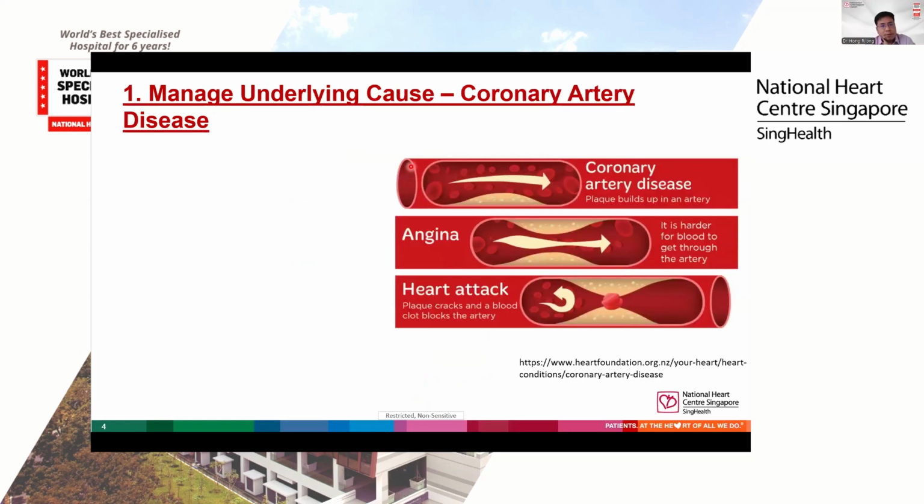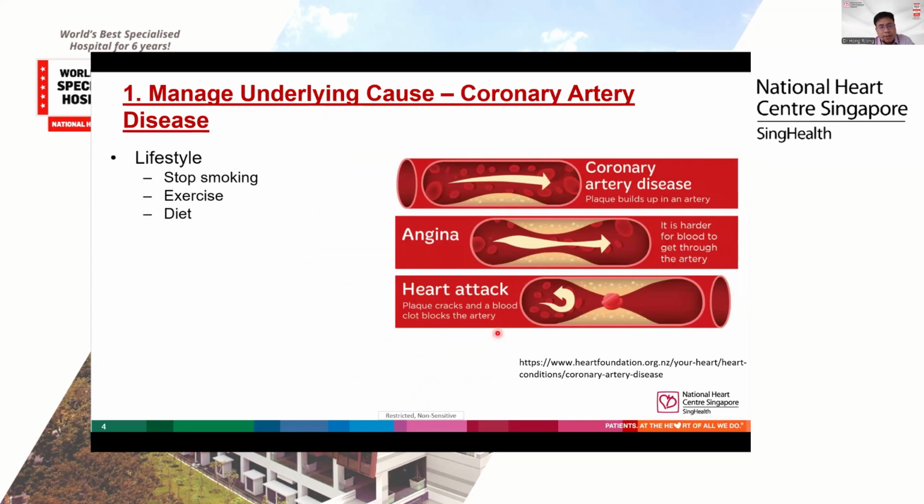With respect to managing coronary artery disease, it is really the plaque buildup in the heart arteries. As it gets narrower, it gets more difficult for blood to flow through the coronary arteries. And then finally, if the plaque breaks and a clot forms, this can cause an acute blockage. This is what we know as heart attack.